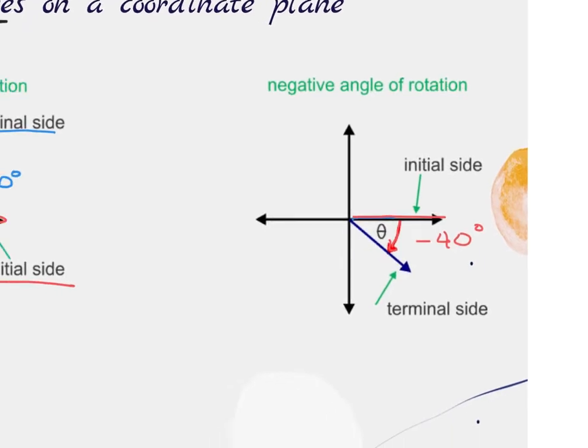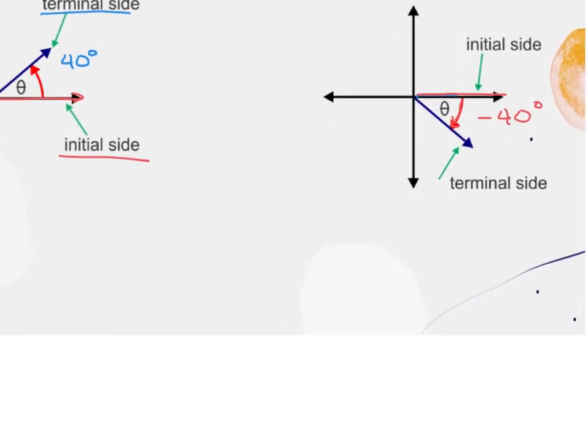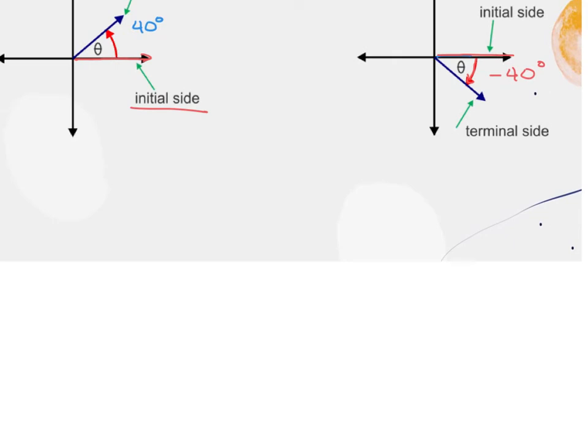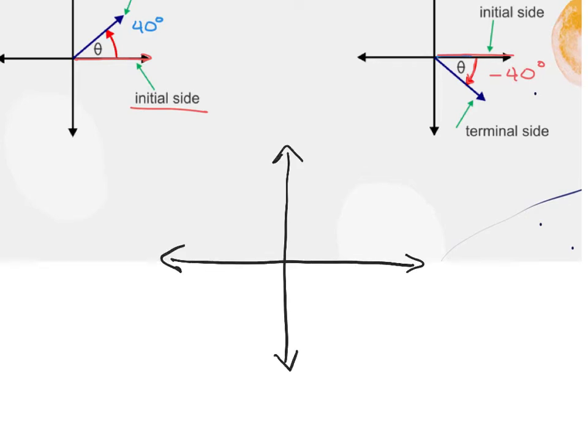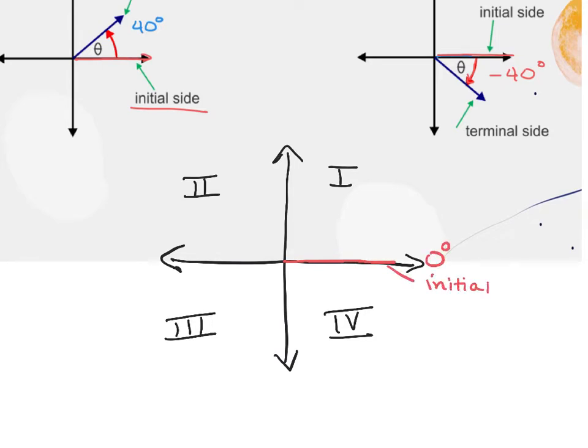Now, if you recall back from your Algebra 1 days, or maybe even pre-algebra, when you had your coordinate plane here, remember it separated the coordinate plane into 4 quadrants. This was quadrant 1, quadrant 2, quadrant 3, and quadrant 4. Our axis is going to be given the degree measures. So over here, where our initial side is going to be, this starting point is 0 degrees.